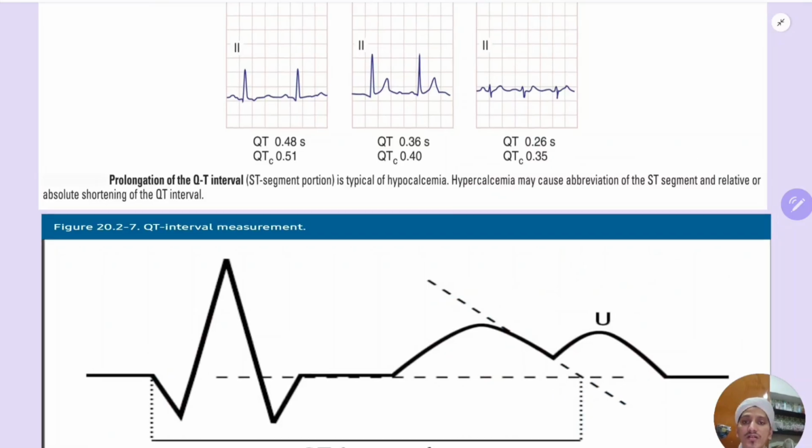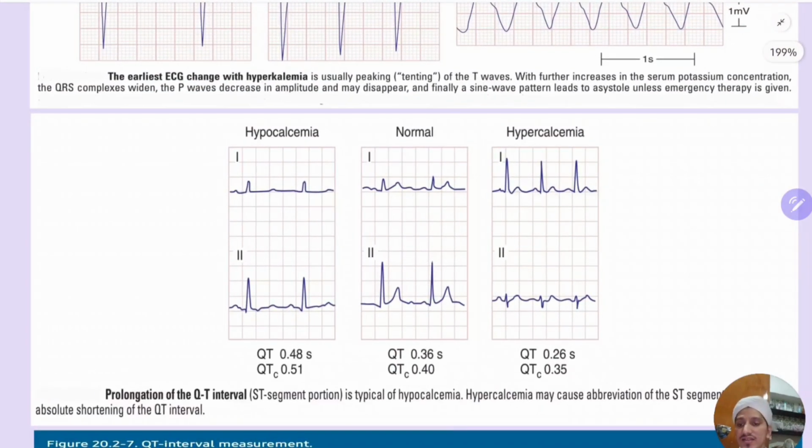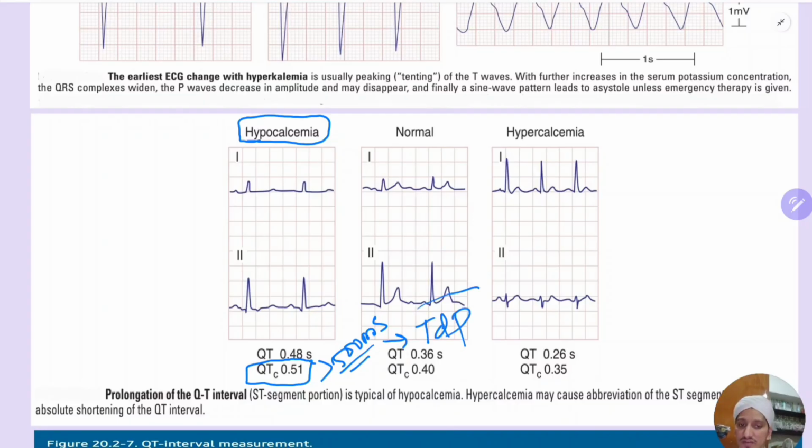So these are the potassium changes. See here, this is an ECG of hypocalcemia. That means the QT should be prolonged. Here the corrected QT is prolonged, more than 0.5, more than 500 milliseconds. Remember, in some previous video I said, it was there in the notes, that if the QT interval is more than 500 milliseconds, the susceptibility to torsades de pointes is very much increased.